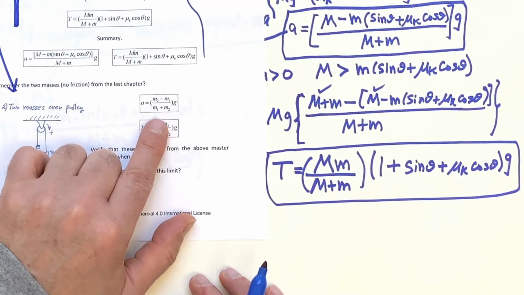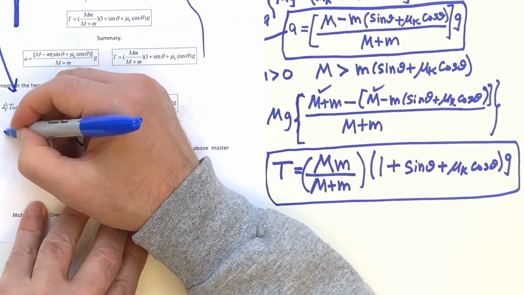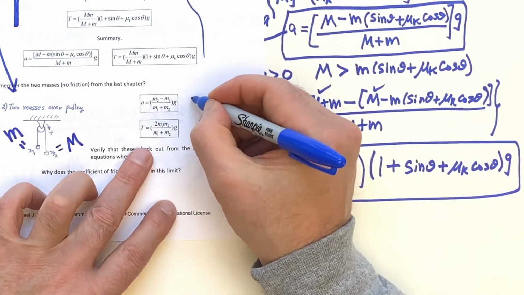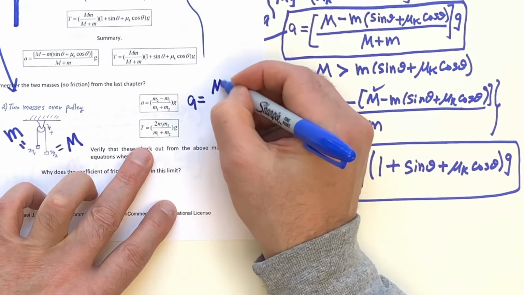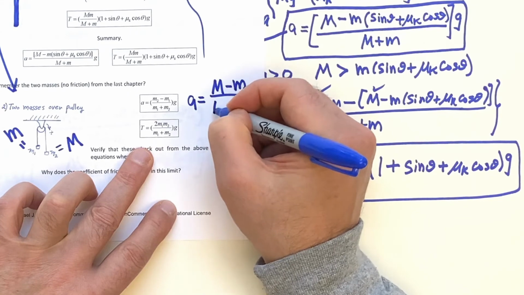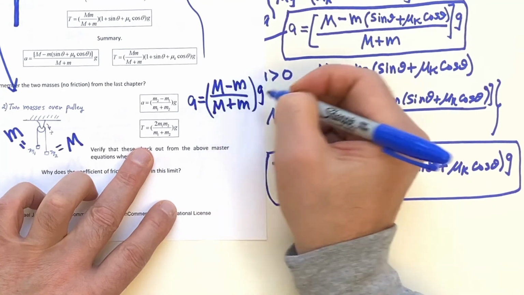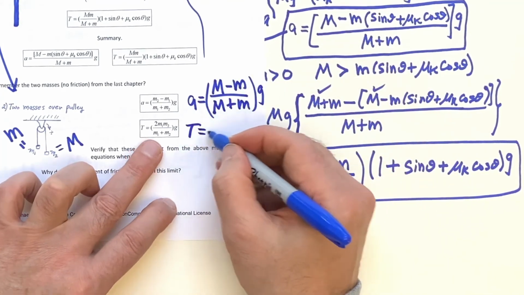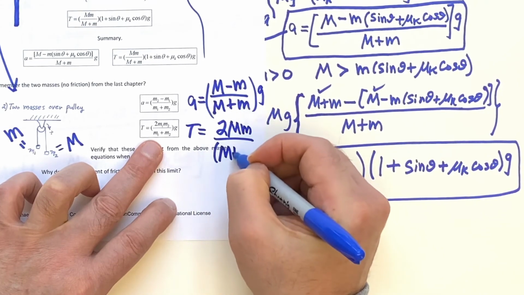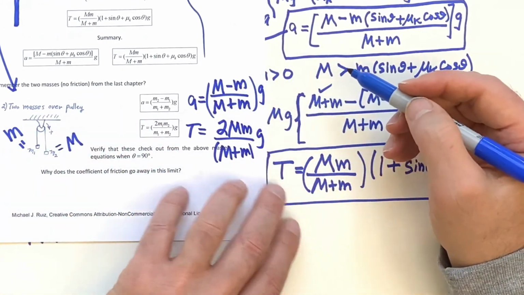Now you got to be careful here. This one is the big M, and this one is the little m in our problem. So that means this is big M minus little m to adapt these, and this is going to be the sum of the masses. I'll put the big one first, doesn't matter there. And then here T is 2 big M little m over big M plus little m, g. Okay, so this is what we have with our notation in this problem.